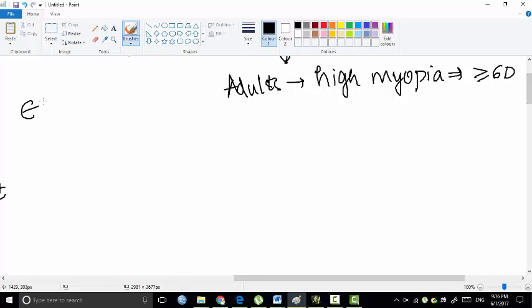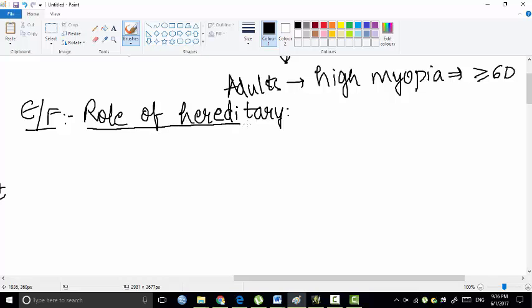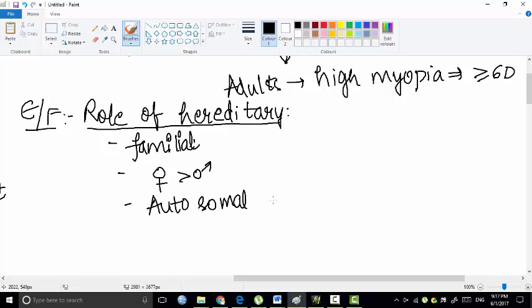Coming to the etiological factors, one major etiological factor here is hereditary. The role of hereditary is different compared to other types of myopia because there is some pathology underlying it. The role of hereditary or genetic factors has been confirmed. It may be familial, that is, it may run in families, or it is more common in women when compared to men, and it is associated with an autosomal dominant condition. In genetics, we see autosomal dominant or autosomal recessive conditions. Here it is autosomal dominant, and it is linked to genes.